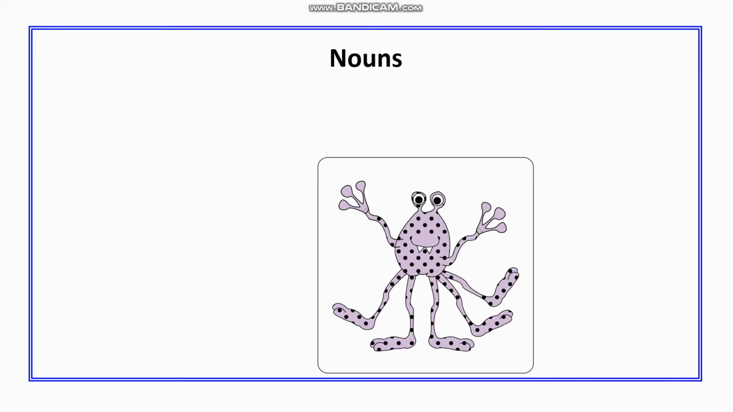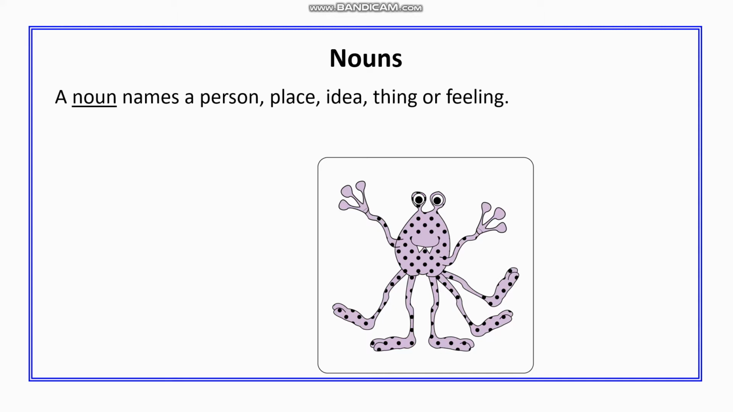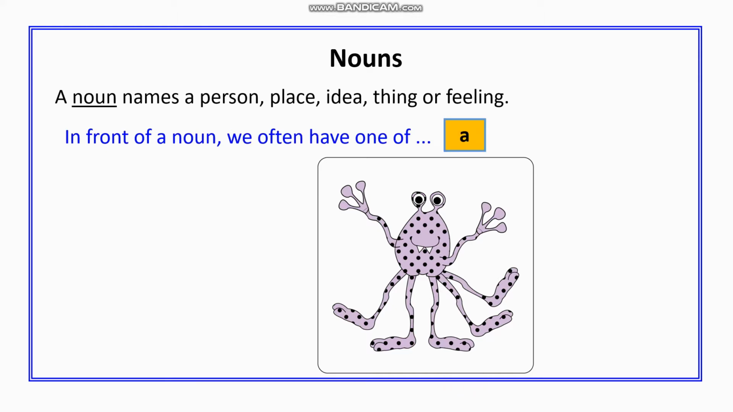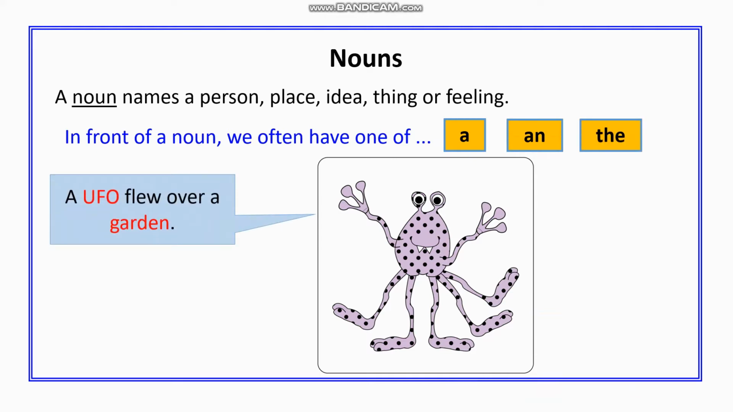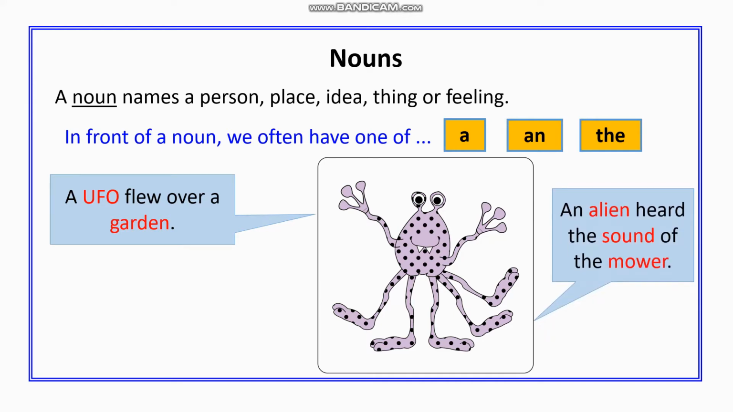Nouns. A noun names a person, a place, an idea, a thing or a feeling. In front of a noun, we often have one of a, an or the. A UFO flew over a garden. UFO and garden being your nouns. Garden is a place and a UFO is a thing. An alien heard the sound of the mower. Alien, sound and mower are your nouns. Notice how they have an and the in front of them, an easy way to spot a noun.